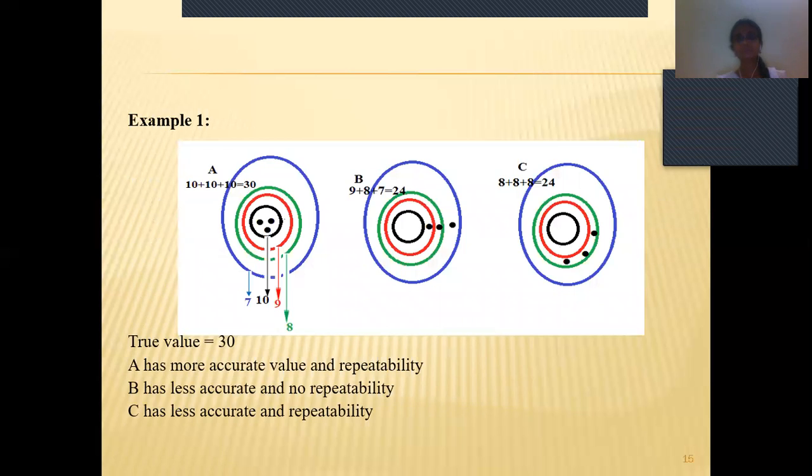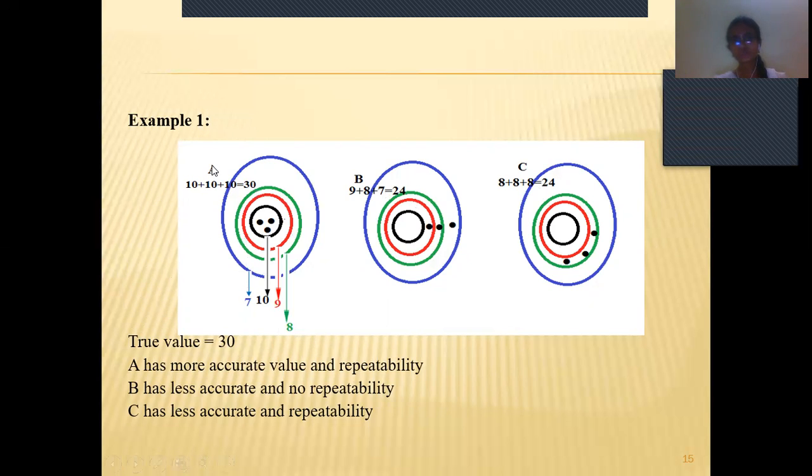So for example, there are 3 persons, A, B and C. These 3 persons are shooting arrows at their boards. This is the arrow board. The black color means 10 points, red is 9, green is 8 points, and blue is 7 points. So the true value is 30 points in total.